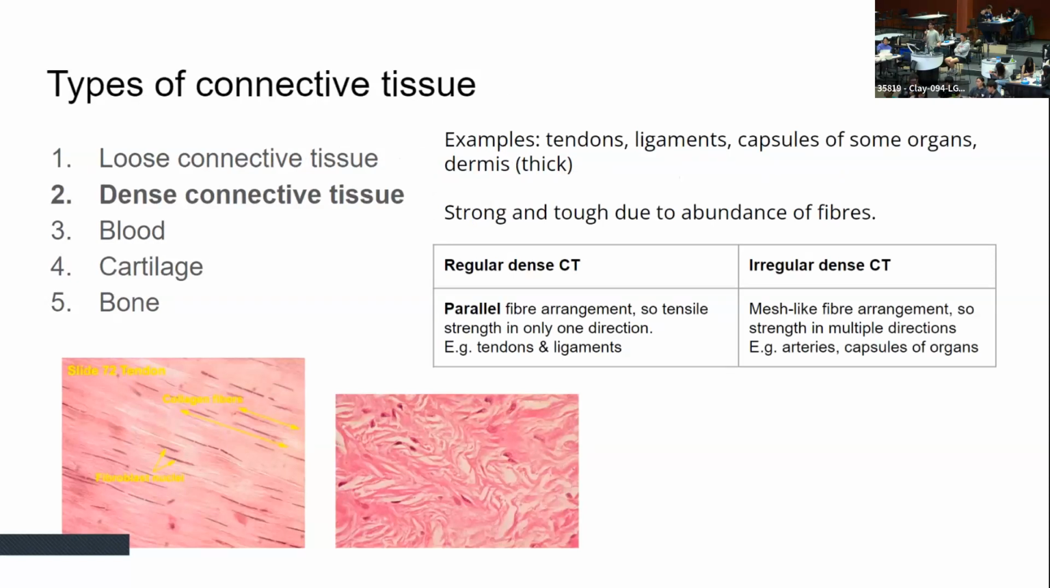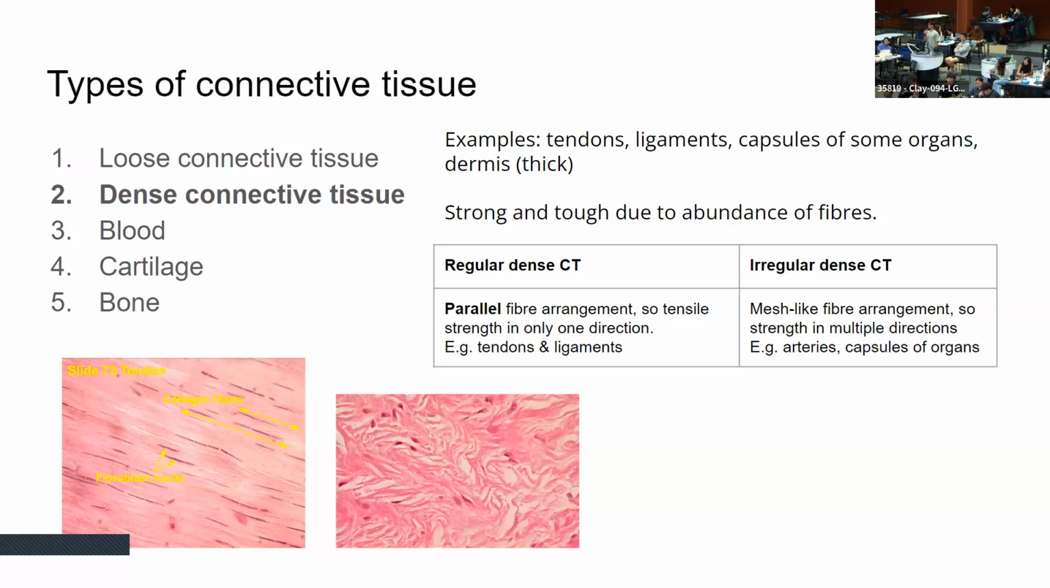With dense, these are things like the tendons and ligaments, and there are 2 types of dense connective tissue. We've got parallel and irregular. Parallel fiber arrangements means the tensile strength is only in one direction. In some parts of the body, you might not need strength in multiple directions. For example, if you do a bicep curl, your biceps are always going to be applying pressure in one range of motion. It's not going to suddenly require force from another side.